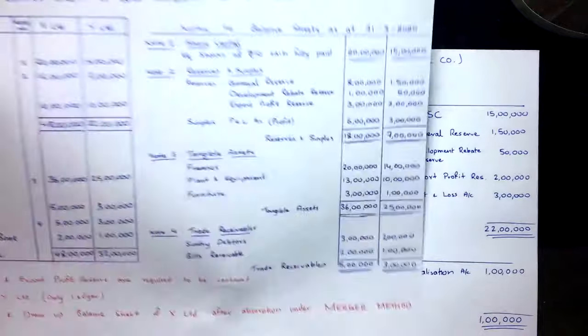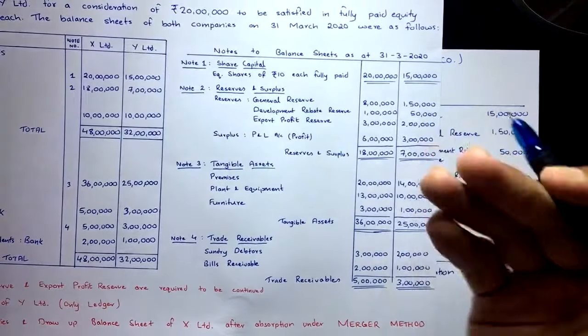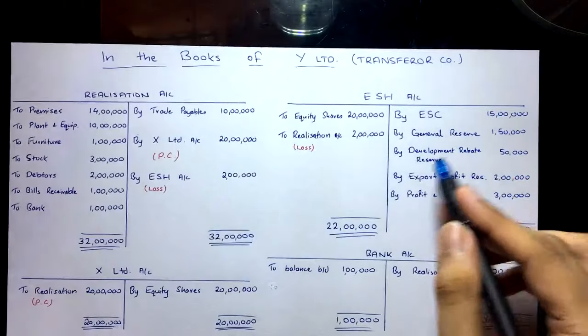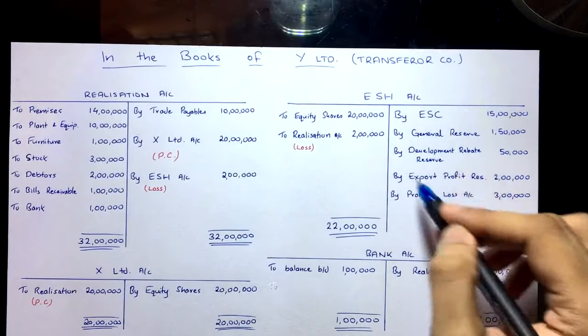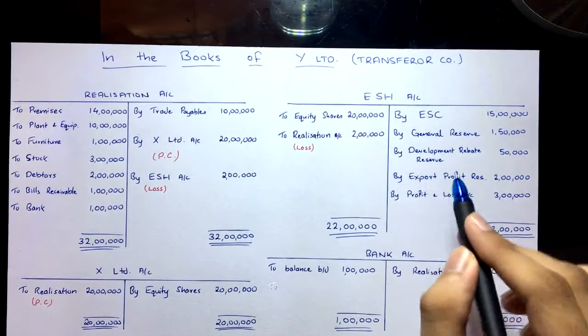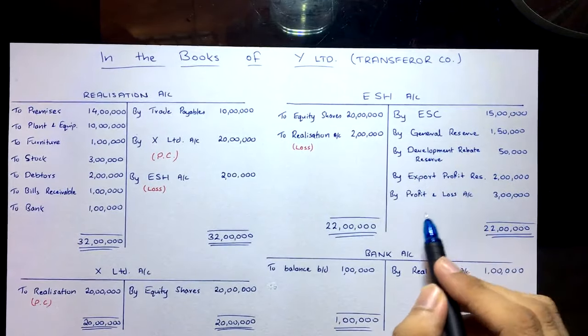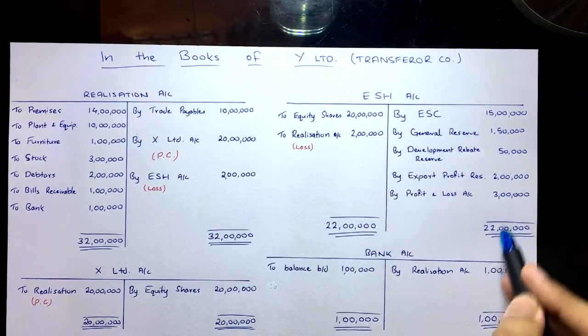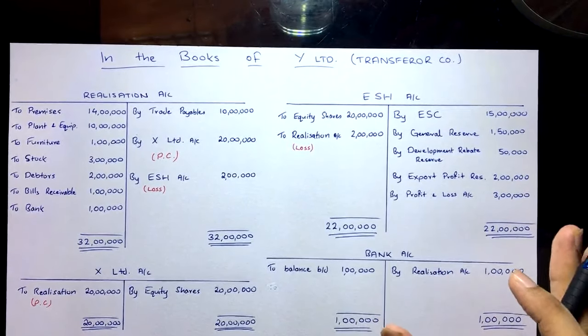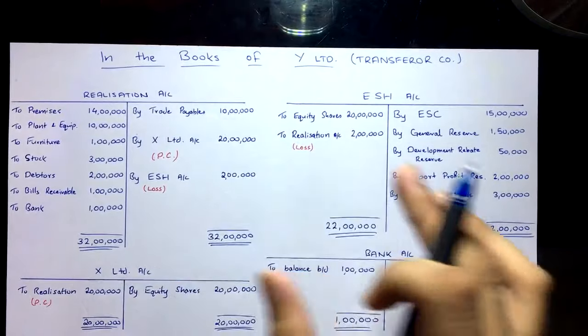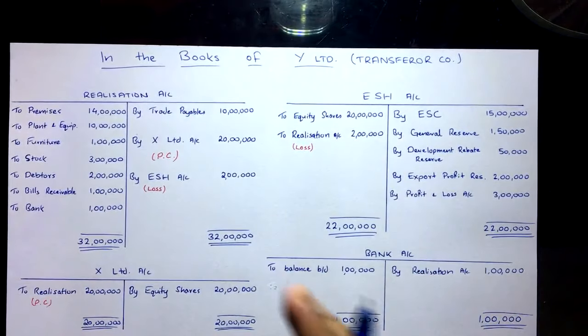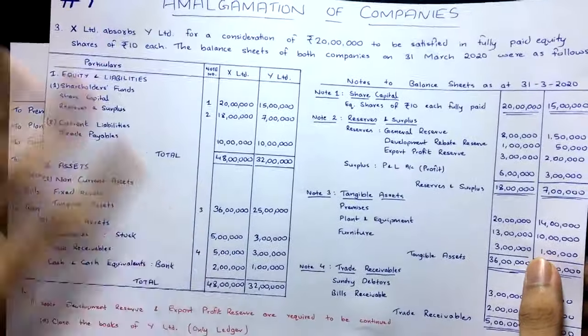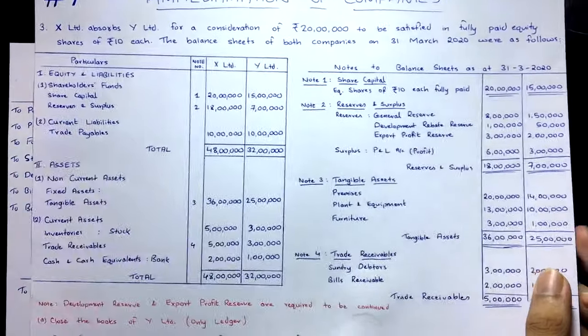Everywhere book values, right? So now you pick up all the reserves and throw them on the opposite side of the equity shareholder account. By general reserve, by development rebate reserve, by export profit reserve, by profit and loss account, everything at the book values. Simple. And then go back to the realization account. What have you done now? You have emptied the balance sheet. Everything is emptied from the balance sheet, right?